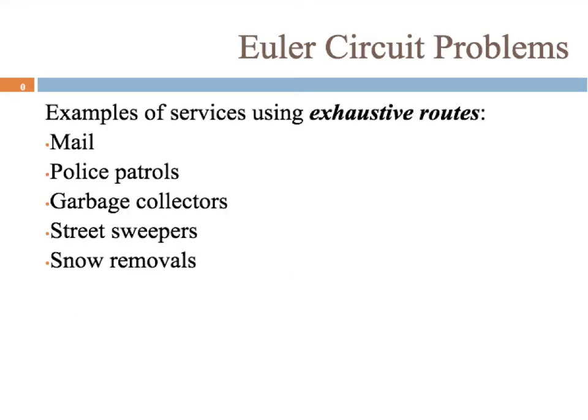Other, more modern examples of exhaustive routes are, for instance, mail carriers, police patrols, garbage collectors, street sweepers, and snow removal. All these types of professions are people that have to go around streets at an optimal route. They have to hit everybody's street, and if you can, you really want to try not to hit a street more than one time, because that's a waste of time, a waste of gas, etc.